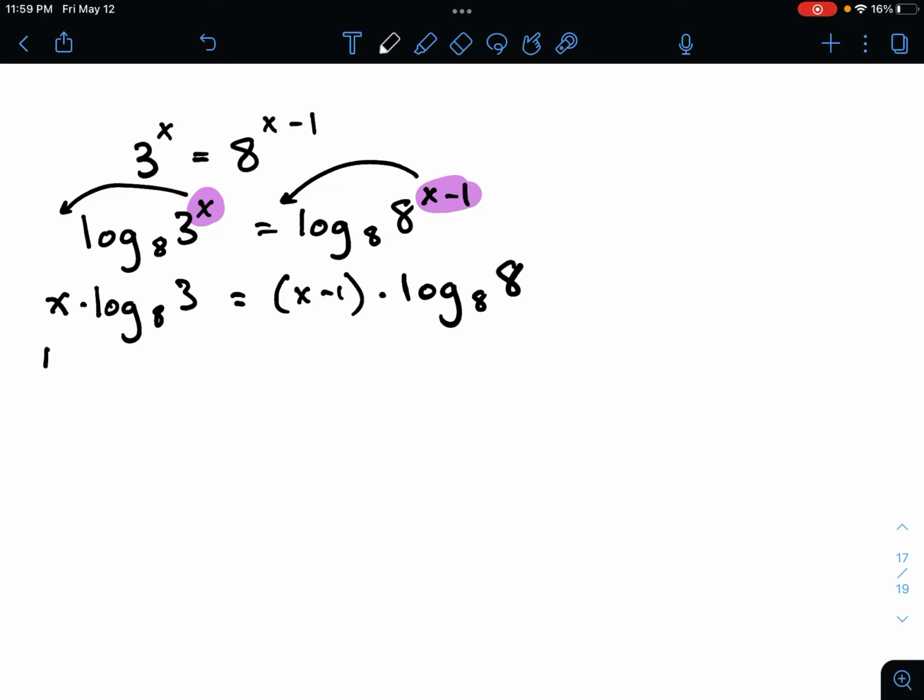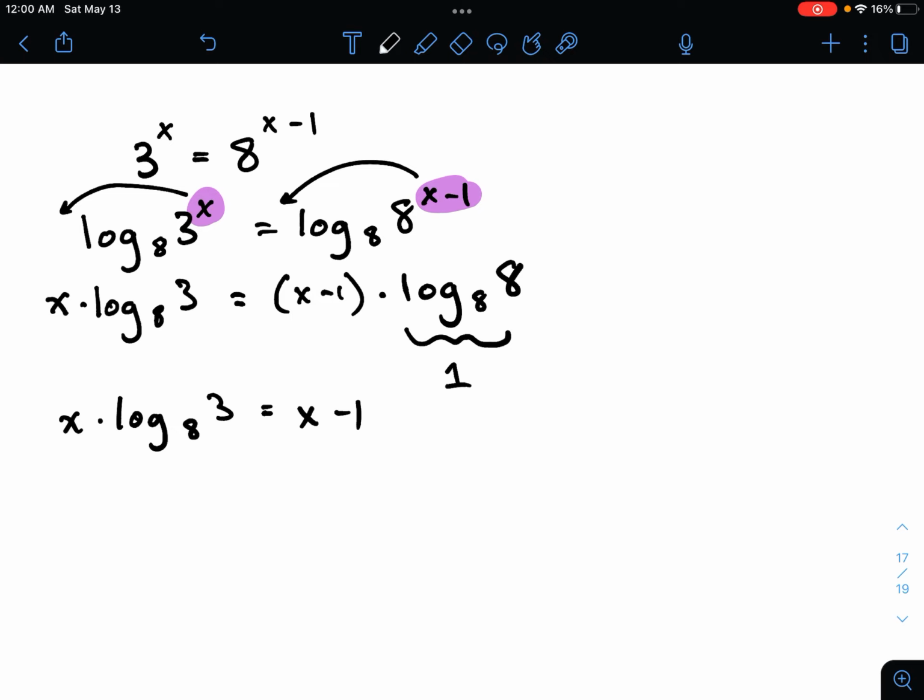Now, on the left side, nothing is really going to simplify here, but I should see that on this side, we do have some simplification, right? I know that log base 8 of 8 is just 1. So that means that x times log base 8 of 3 equals x minus 1. All right.